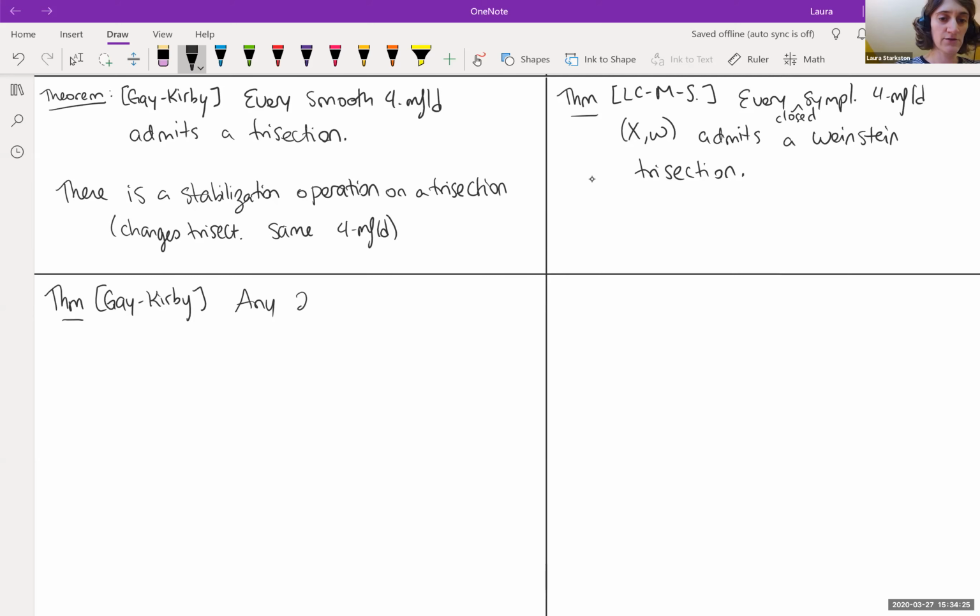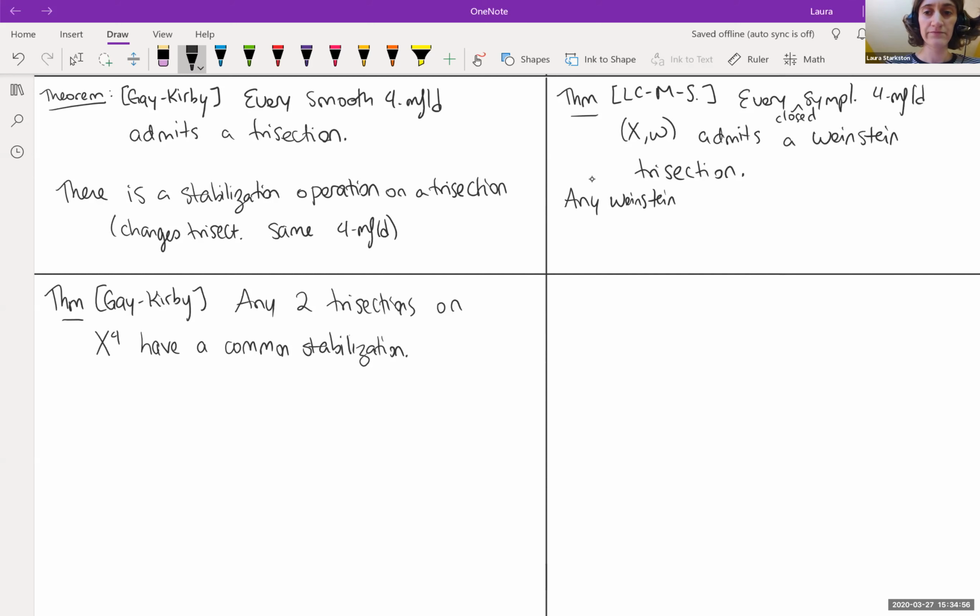So any two trisections on the same four-manifold have a common stabilization. So if we take these stabilization operations in the symplectic context, any Weinstein trisection can be stabilized in the same topological way, such that the stabilization is still a Weinstein trisection. So it can be stabilized to another Weinstein trisection.